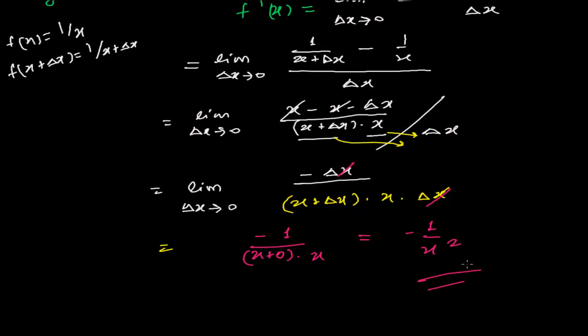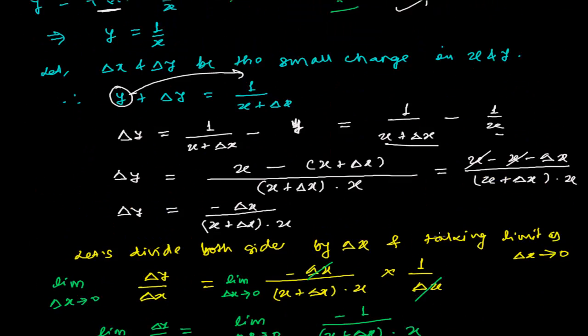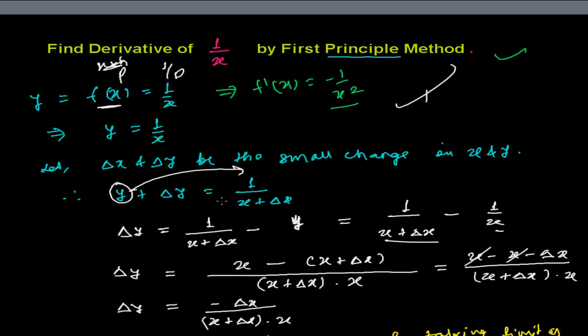In this way also you can find it out, both are the same ways, you know. By first principle, directly you can use this formula also. Some people feel it's easy by using the formula, some people want to do every single step, right? So whatever you like you can do. Both are the first principle method, or you can say both are the definition methods.